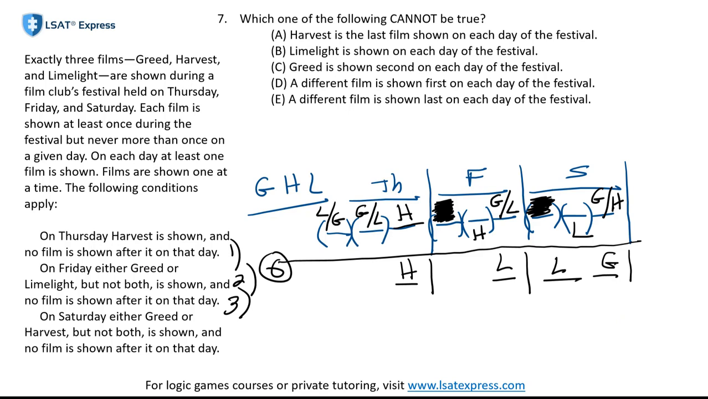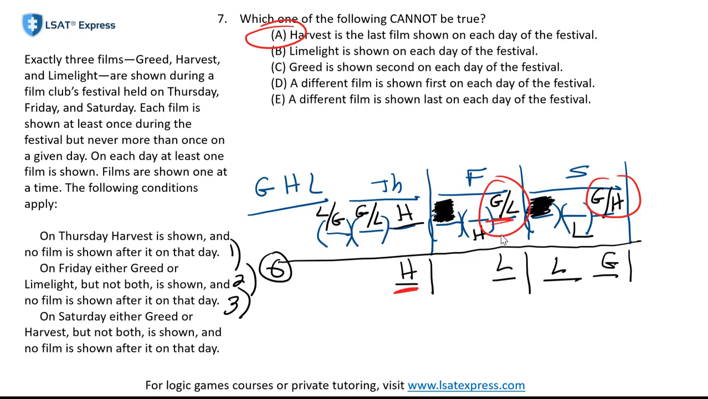Sometimes they're easy, sometimes they're not. I'll pause for a moment and let you take a look at the answer choices. Turns out that this one is pretty easy. Answer A. H cannot be the last film on each day. We know it is the last film on Thursday, but it can't be the last film on Friday. Can be the last film on Saturday, but definitely not on Friday, so answer A.